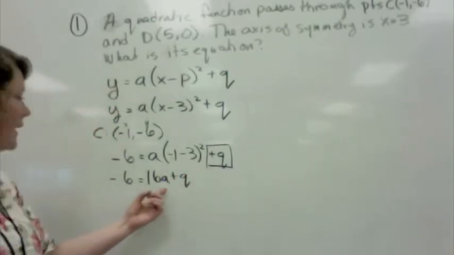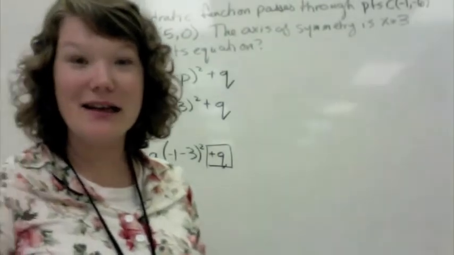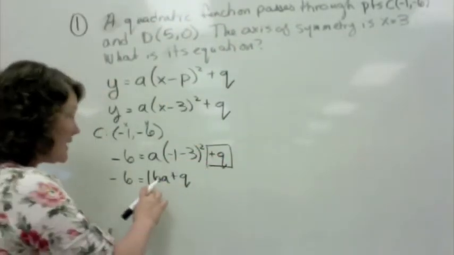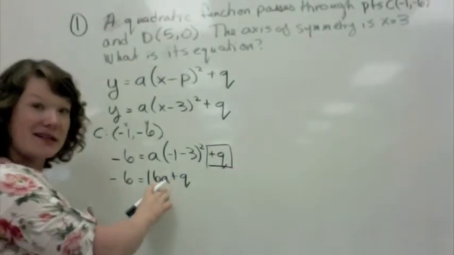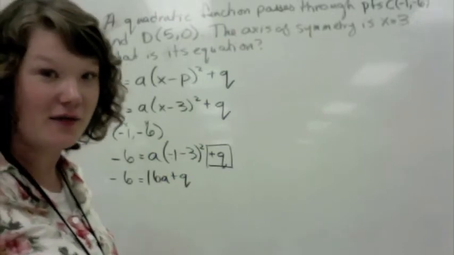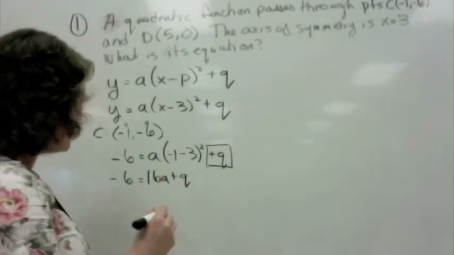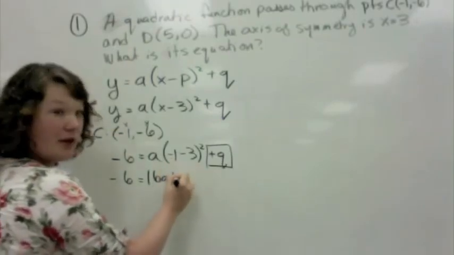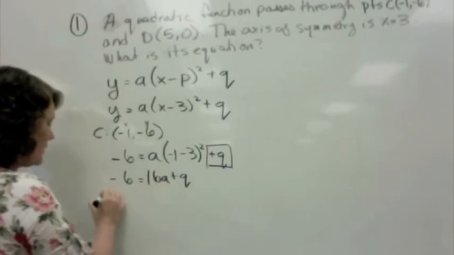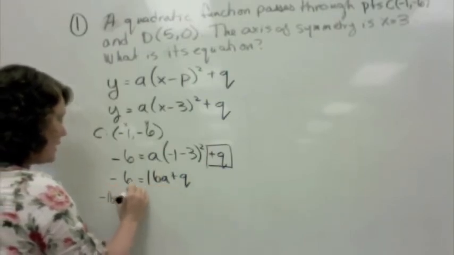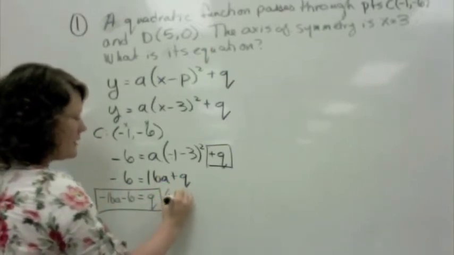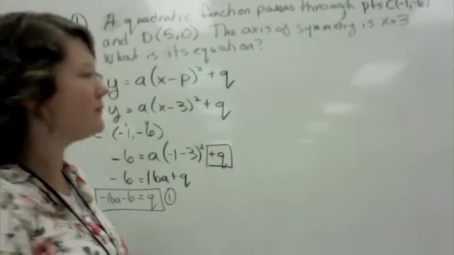I could isolate the a, but guess what, guys? Isolating the q is way easier. Why? We don't have to divide by 16. We could solve for 16a, and then we have to divide by 16 to isolate that a. That's not very nice. We don't like fractions all that much. So what I want to do is isolate that q. So we need to subtract 16a from both sides. So we get -16a minus 6 equals q. I'm going to put a box around this, and I'm going to call this equation 1. You'll see why in a bit.